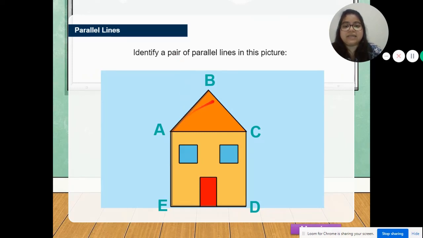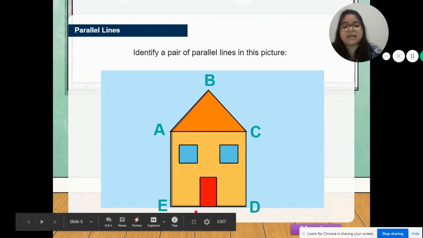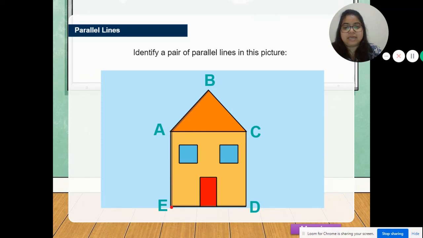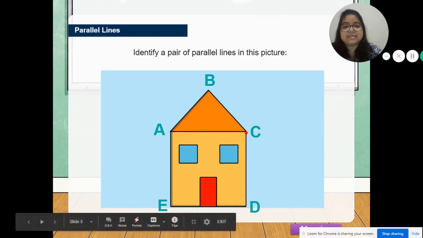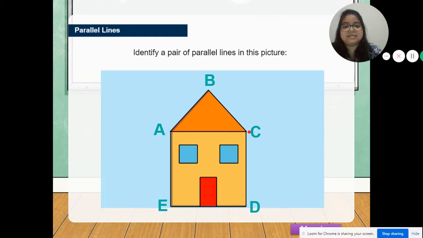Okay, now when you look at this house, which two lines do you think are parallel? Use these labels to name them. Line AE, which is this line, is parallel to which line? Yes, it is parallel to the line CD, this line. Line ED, this one, is parallel to which line? Yes, it is parallel to AC.